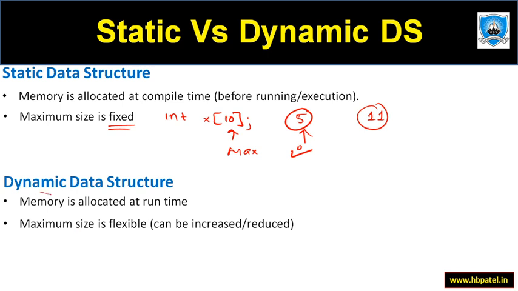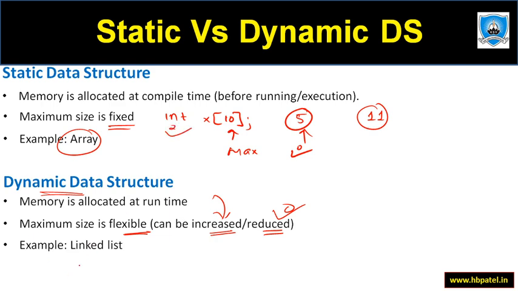But in the case of dynamic memory allocation, it is flexible. You can increase as well as reduce the memory. If you do not need memory, you can free it. If you want more memory, you can always increase. The example of static is the array, and the example of dynamic is the linked list. We'll see in the linked list chapter how we implement dynamic memory allocation using a linked list.